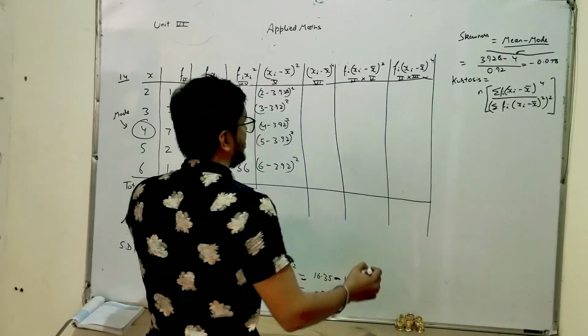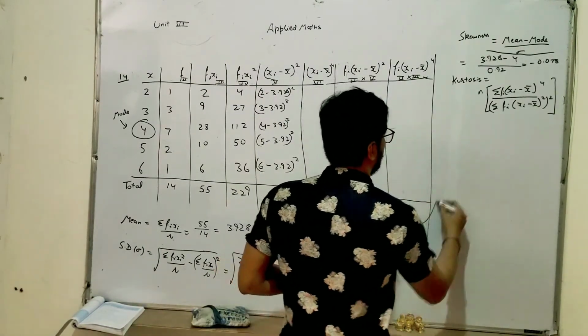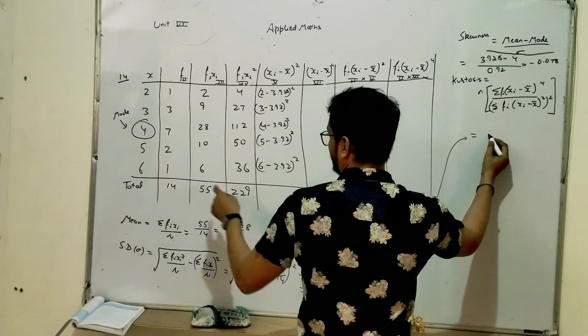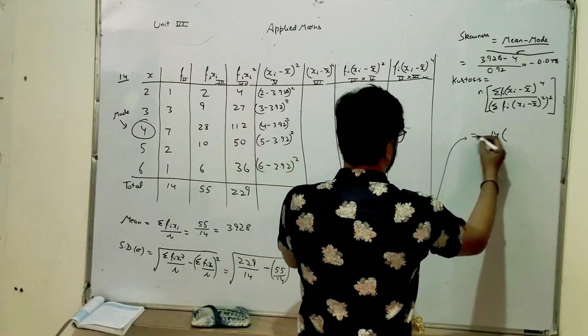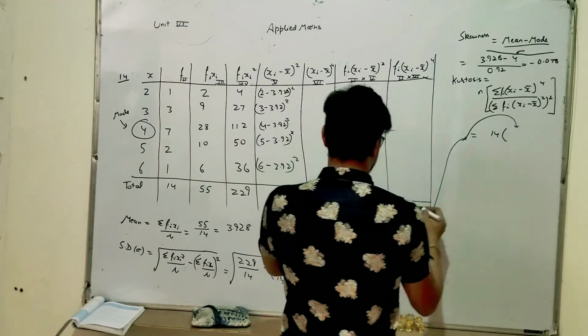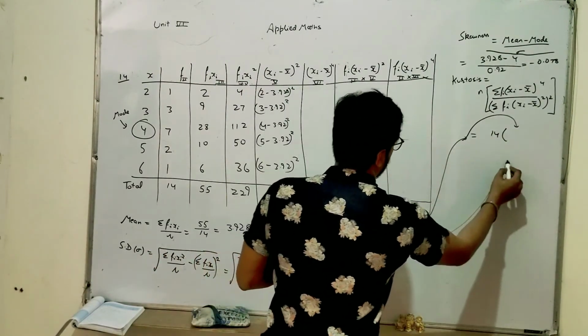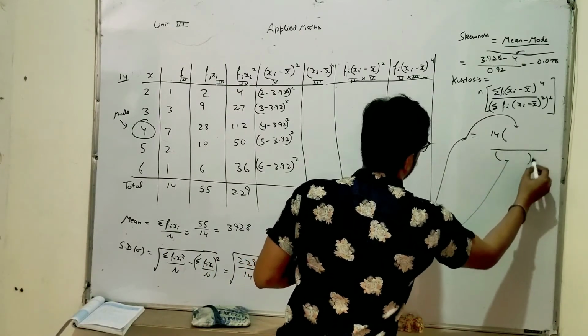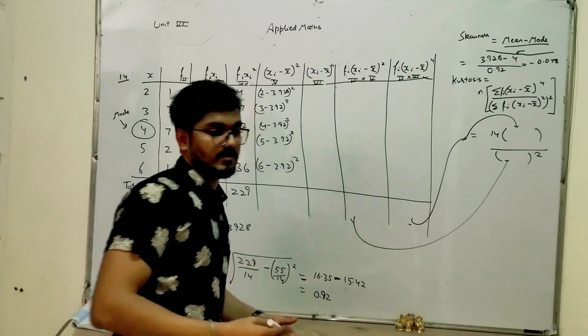So whatever sum you will get, just put it, and the number of terms is 14. In brackets, this sum should be written here, and this sum square we have to write in the division with square, right? So when you solve it, you will get kurtosis also.